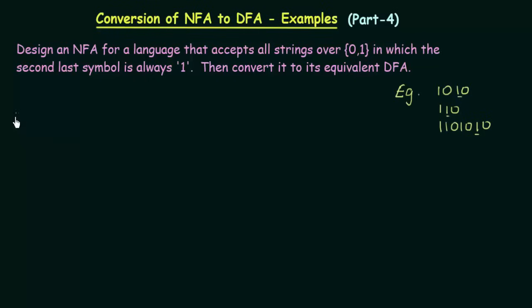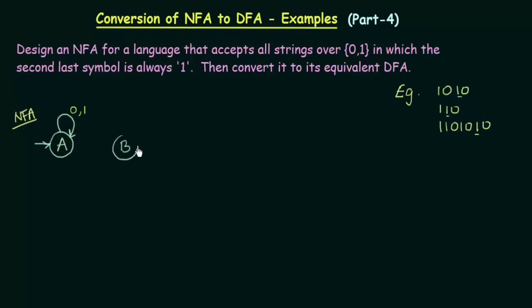So first of all, I will be designing the NFA. We will draw the state transition diagram first. I'll start with my starting state, which I will call state A, and in A, whatever input I get, whether it is 0 or 1, let it stay in A, because this is the first state and I don't care what happens in the beginning. I am concerned about the second last symbol.